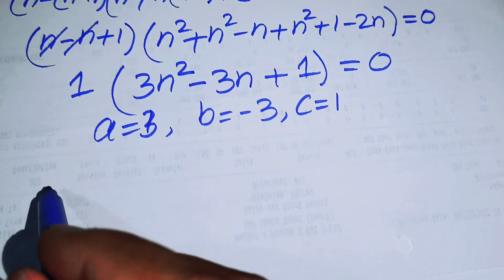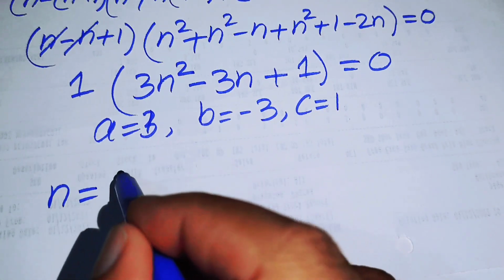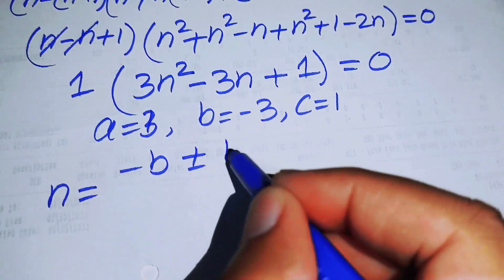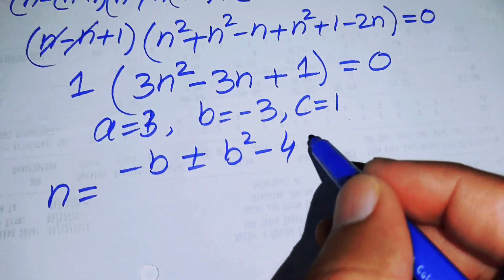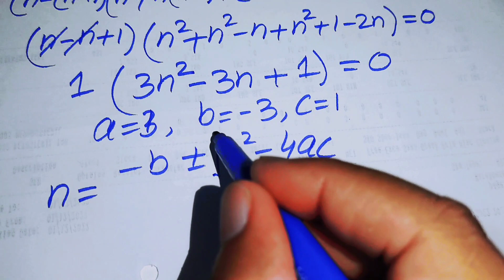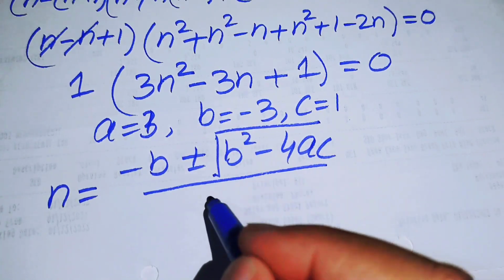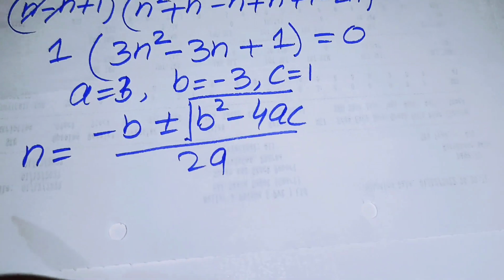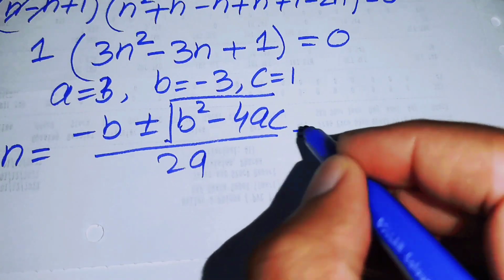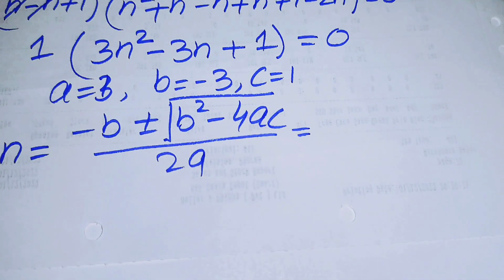So our quadratic formula is x equals minus b plus or minus the square root of b squared minus 4ac, over 2a. And now we can put all the values of a, b and c in this formula, and you will get its output.